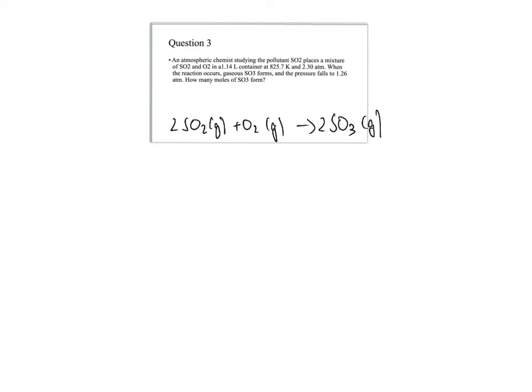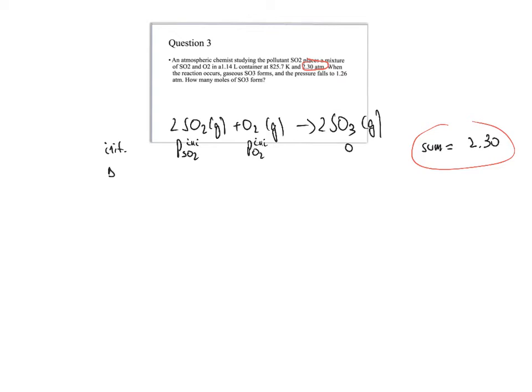Now that it's balanced, we're going to write down our initial conditions. Initially, we have the partial pressure of SO2, I don't know what that is. We have the partial pressure of O2, don't know what that is. And the pressure of SO3. And I know that the sum of all those three pressures is equal to 2.30 atm. That's the sum of the pressures initially.